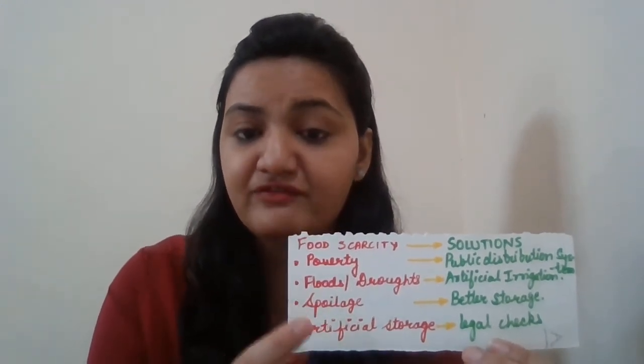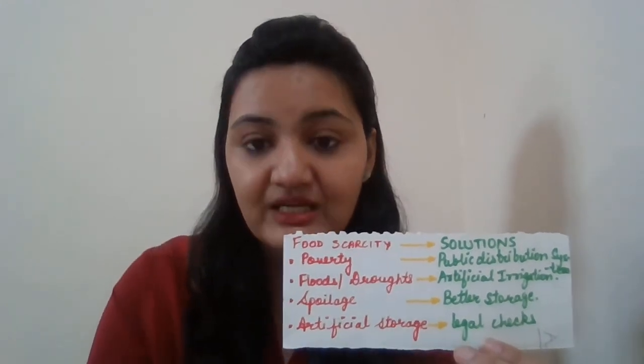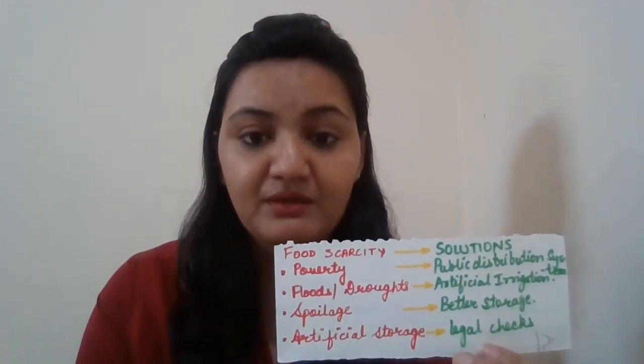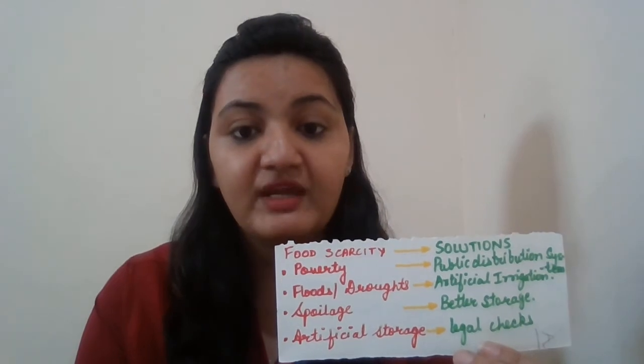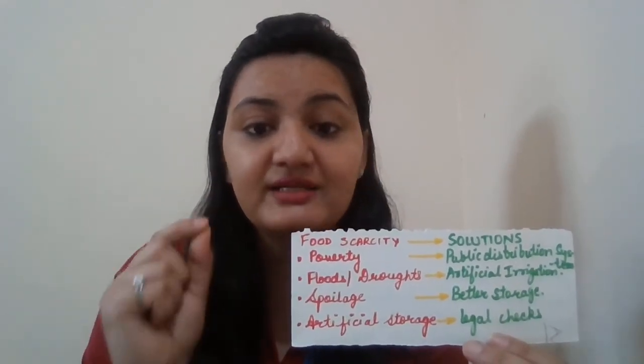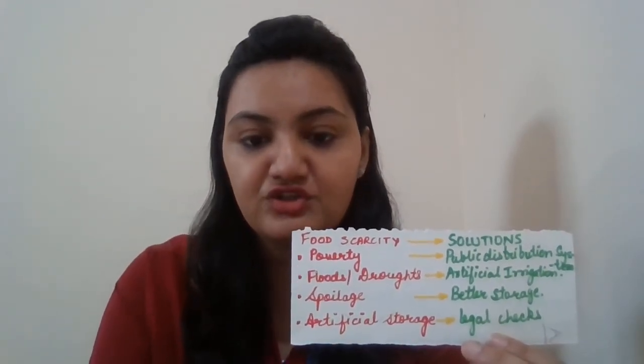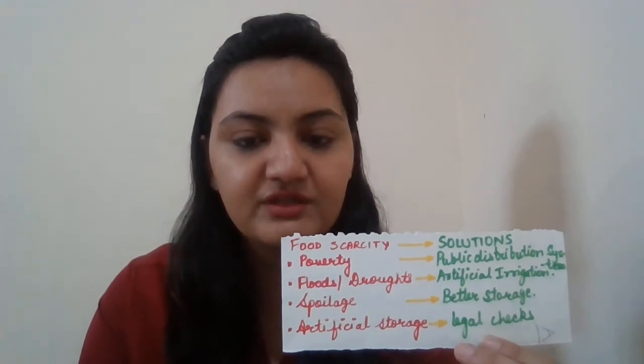Then there is spoilage. If the food is spoiled, we have to take care that better storage techniques are used. Storage may be made of wood, or with preservation techniques, and we can keep the spoilage to a minimum. The last but not the least is artificial storage. Now, understand what artificial storage is.